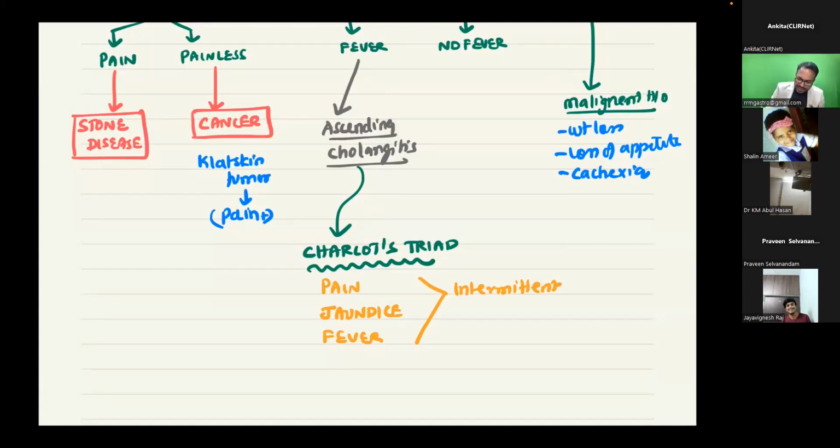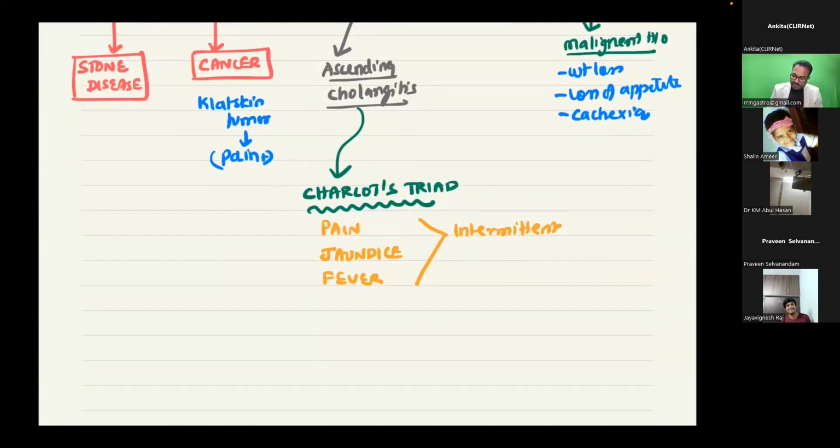This case will not be kept for your exam because it's an emergency. They won't keep this exam case. Therefore, such cases you should immediately admit and treat. Otherwise, they will go into septic shock and mental changes. What is it known as? Mental changes. These 5 features together are known as Reynolds' pentad.